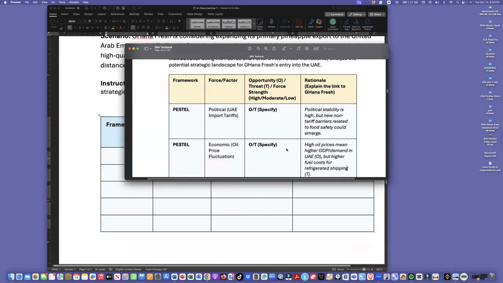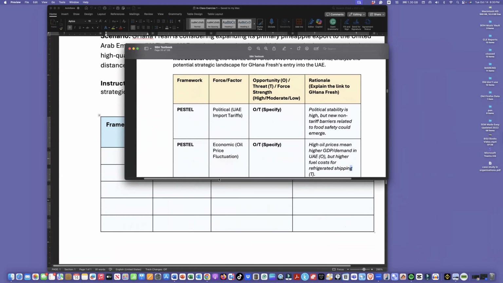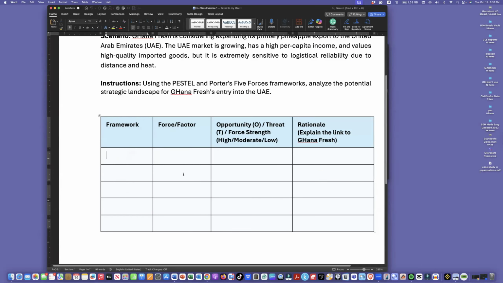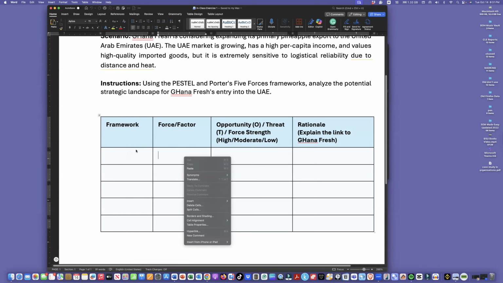Good. Now the first one, PESTEL. I look at political: UAE import tariffs that they will impose on us and affect us. Number one, is it an opportunity or a threat? What do you think, guys? UAE import tariffs, is it an opportunity or a threat? Threat, sir. It's a threat, okay. So let me put it there.